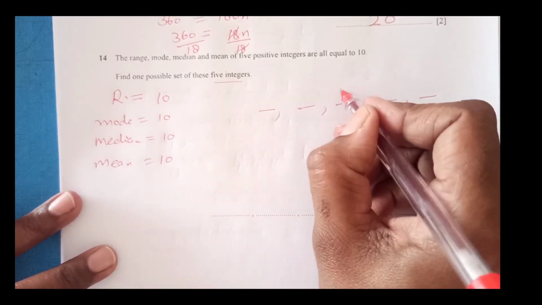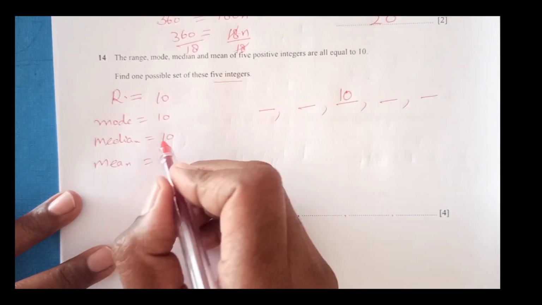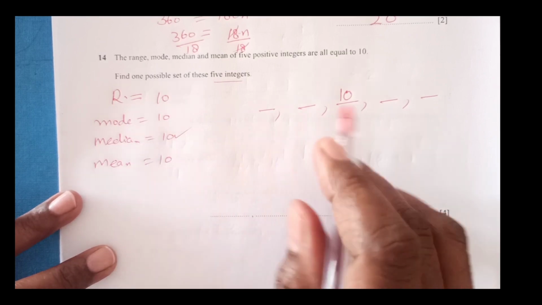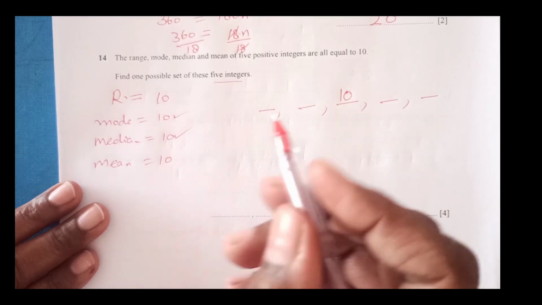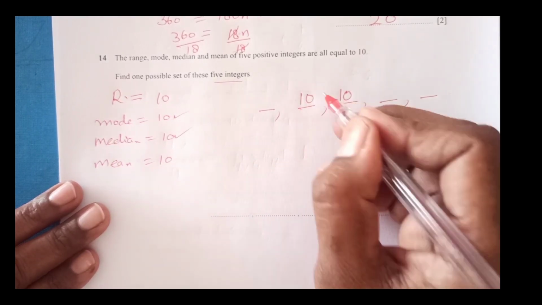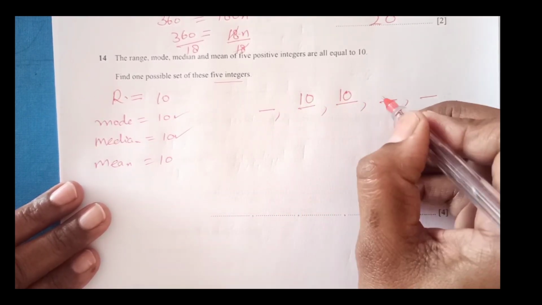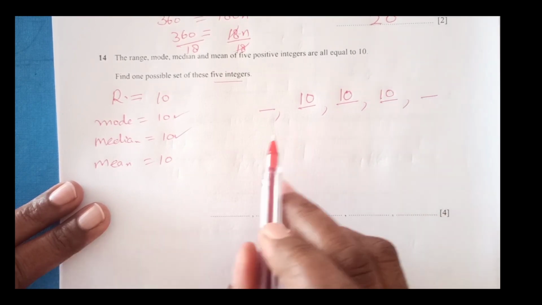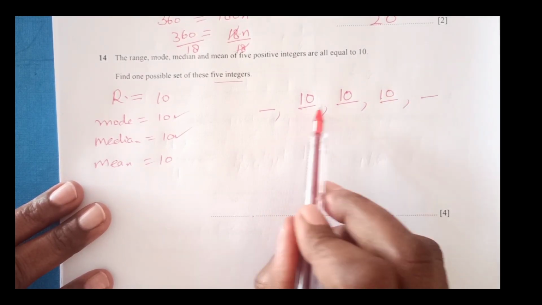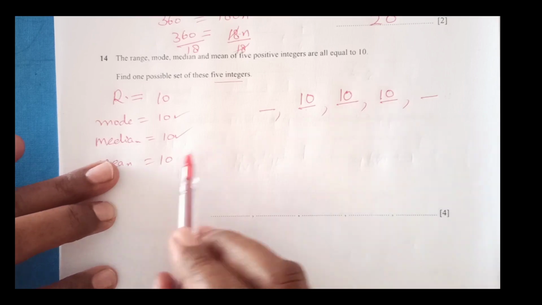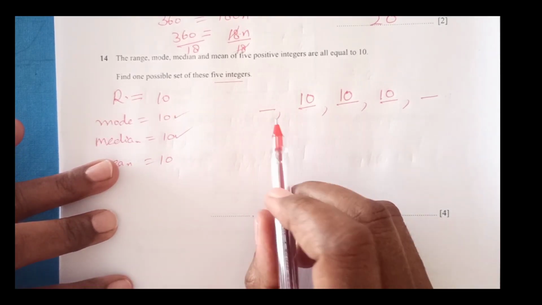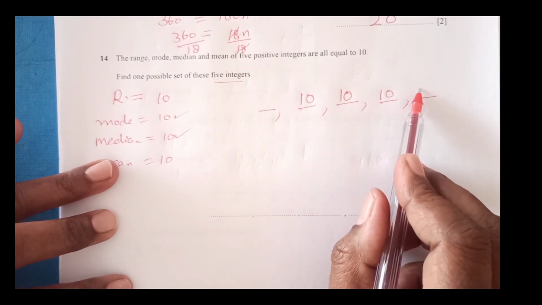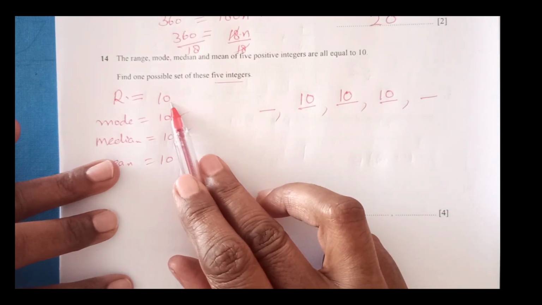The median is 10, meaning the middle number is 10, right? Middle number is 10. Then the mode is 10, so that means it should appear more than once. Okay, we can even write it more than once because we are not given any other condition, so we can take it as twice, right? And mean is 10, range is 10. So mean is 10, so I can't put 10 here because then the range will not be 10, right?